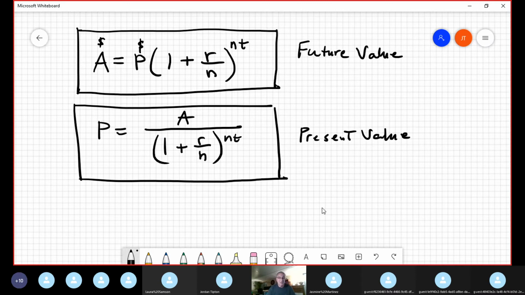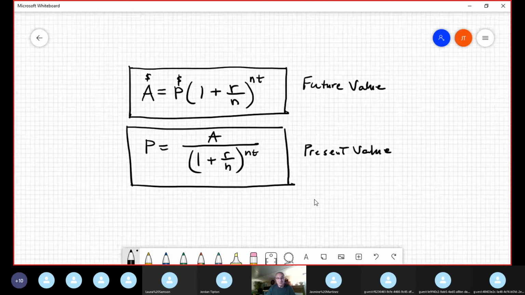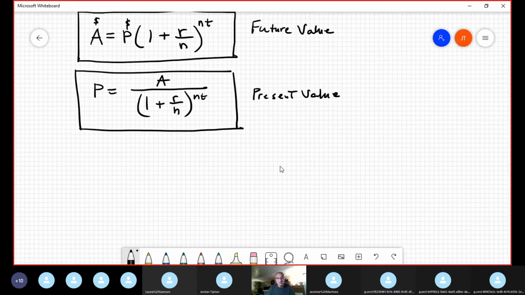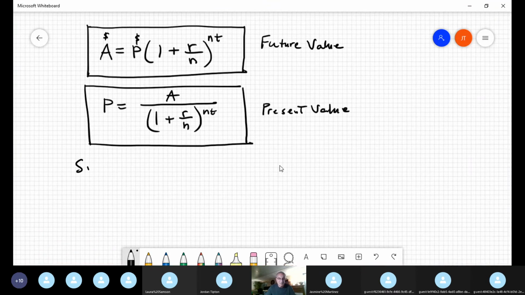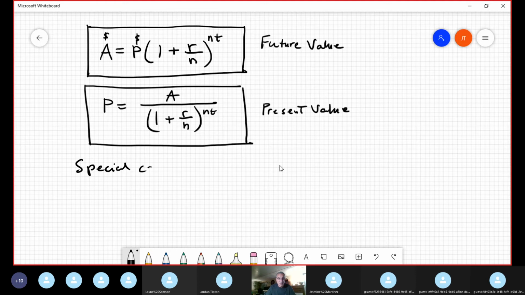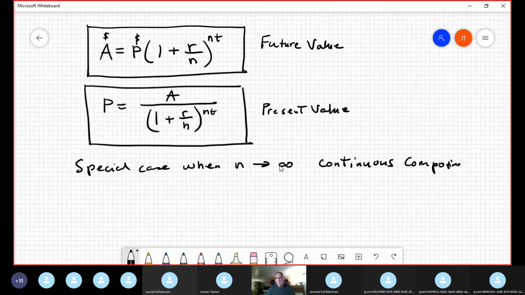One specific and interesting case you need to know for the test is the special case when N approaches infinity. This is called continuous compounding. This is theoretical, of course, but you apply it in some problems where you have no idea what the rule is.